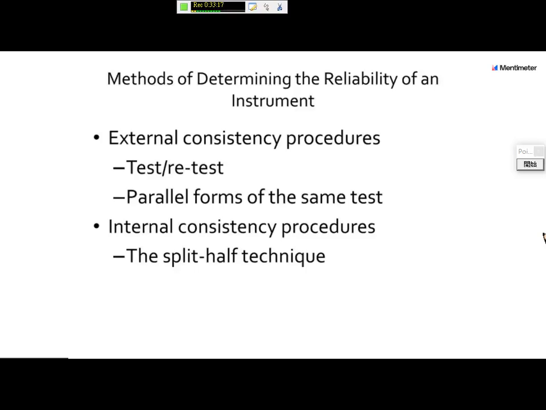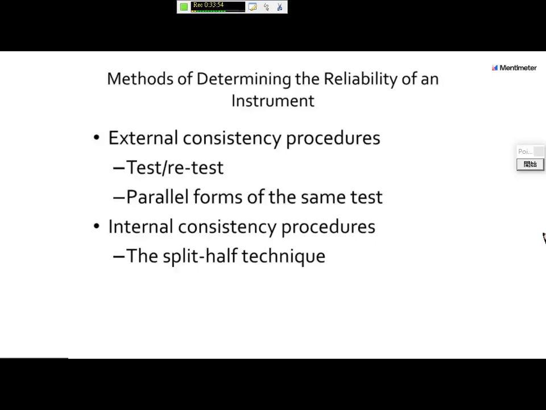Basically, there are two different ways, external and internal. Externally, we can test and retest. For example, I use a trial test and you give the answers. I use the same test on another small group to see whether the answers are very similar. They should be, otherwise the reliability can be a problem, right? And I can use the parallel form of the same test. I have 20 questions. I randomly rotate the order of the questions.